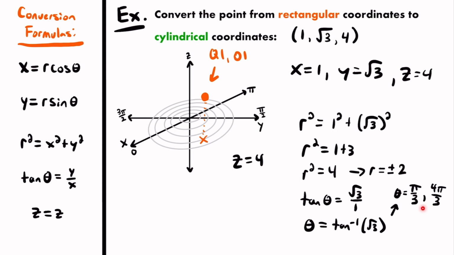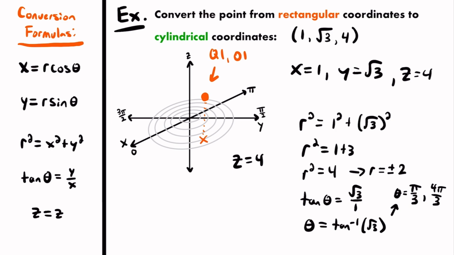And so looking at these two angles, which of these angles is going to get us in the first quadrant? Pi divided by 3 or 4 pi divided by 3? Hopefully you said pi divided by 3, right? If you go to 4 pi divided by 3, you're going past pi, you're going to be out here somewhere. We just want pi divided by 3 because that is in between 0 and pi divided by 2.